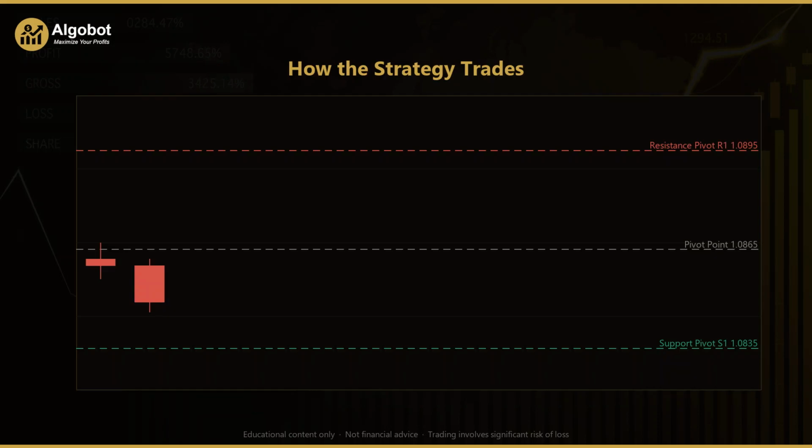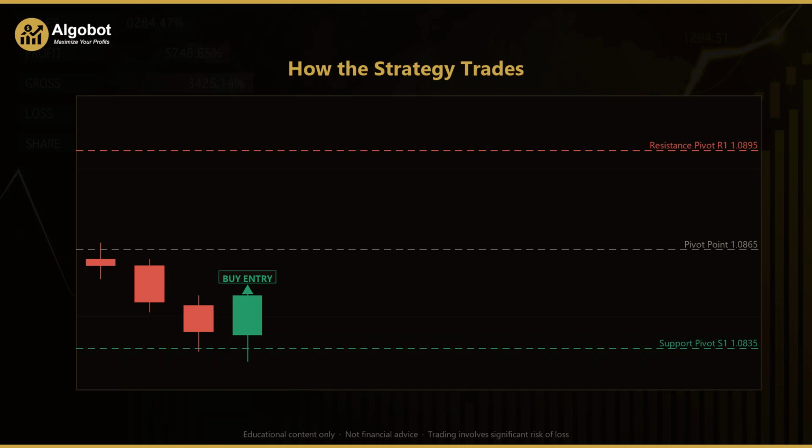Let's walk through this illustration candle by candle to see how Pivot Confluence Engulfing thinks. Before any trade, the strategy has already drawn its map. From a rolling window of earlier bars, it calculates the floor trader pivots, and on our chart you can see 3 of them as dashed horizontal lines. The support pivot S1 down at 1.0835, the central pivot point at 1.0865, and the resistance pivot R1 up at 1.0895. These levels are the objective lines in the sand that the strategy watches.